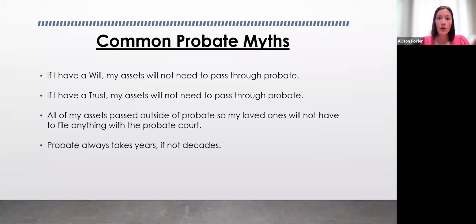So again, kind of a very long-winded explanation just to say that even if 100% of your assets are passing outside of probate, there may still be some forms that need to be filed with the court just to clear up ownership of those assets, or I should say, clear out that tax lien on real estate specifically.